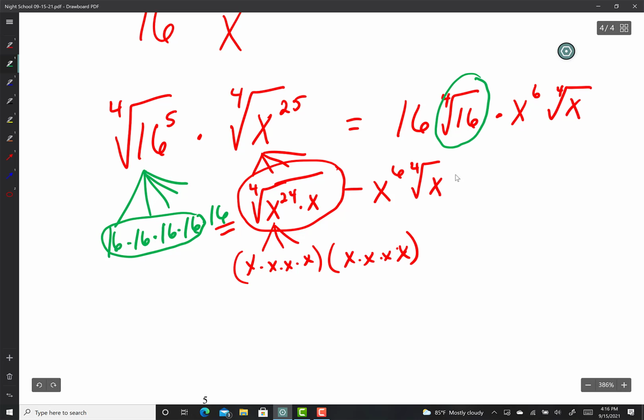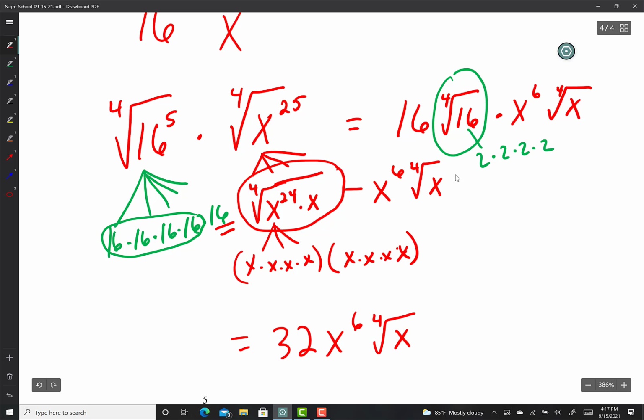One last thing. What is the fourth root of 16? Can you think of a number? Is it a perfect root? Not 4. 2. 2 times 2 times 2 times 2. If you're having an issue, you can use the calculator and get it there. So what is 16 times 2? 32. X to the 6th fourth root of x. There's my answer.